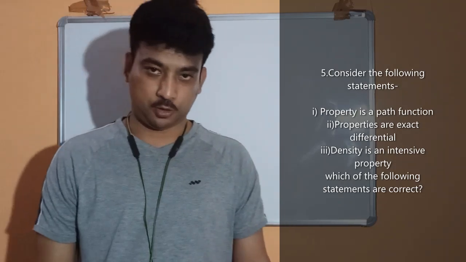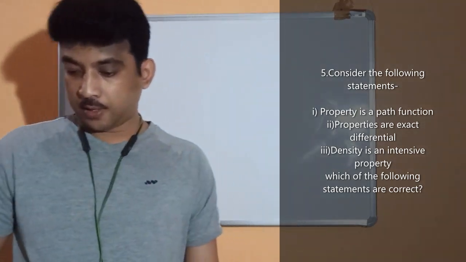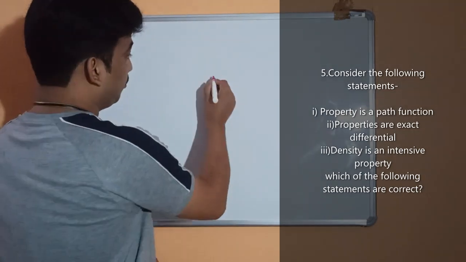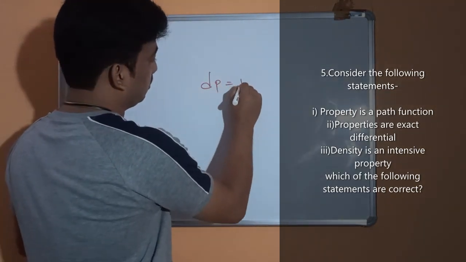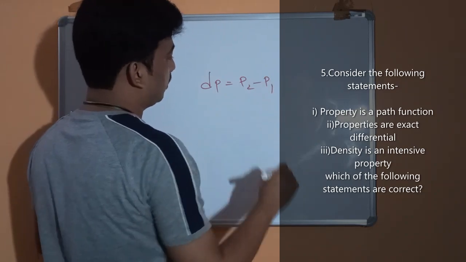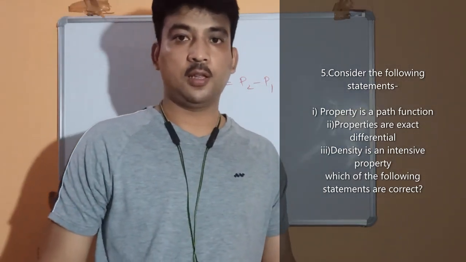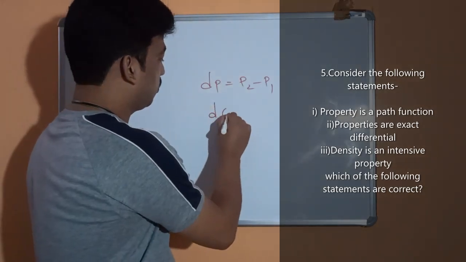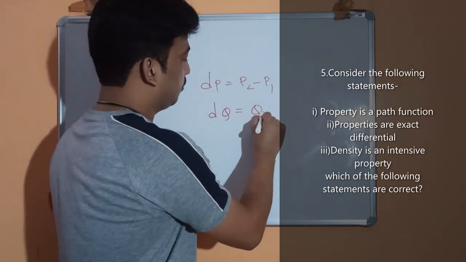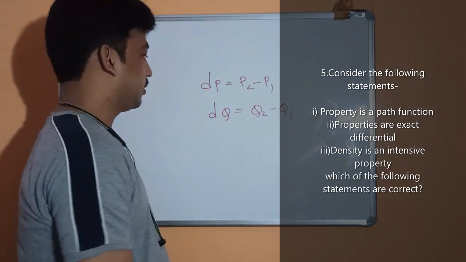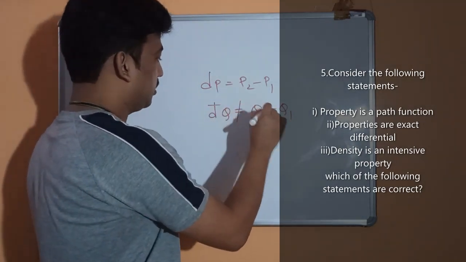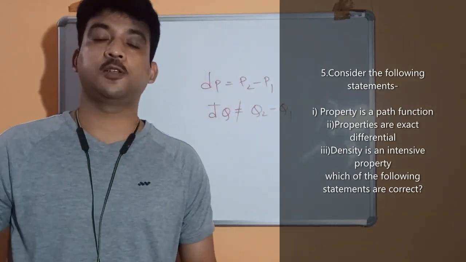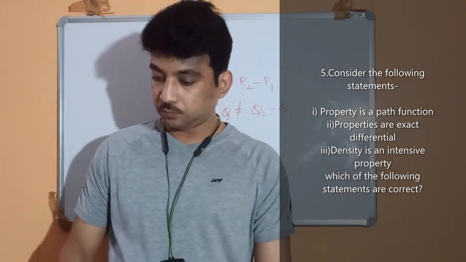Properties are point functions. Second is properties are exact differential. Yes, they are exact differential. What are exact differentials? If we can write dP as P2 minus P1, then this is called exact differential. The difference gives the difference. But in case of heat or work, we cannot write Q2 minus Q1. This is not correct. This is inexact differential. The path functions are inexact differential and point functions are exact differential.